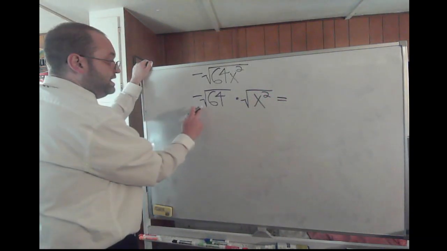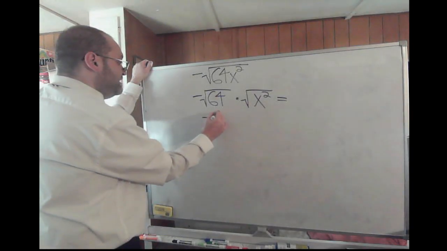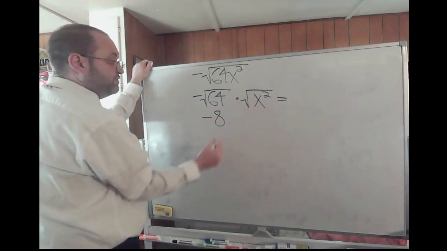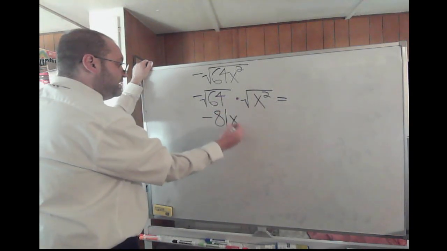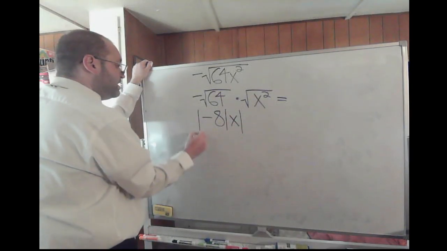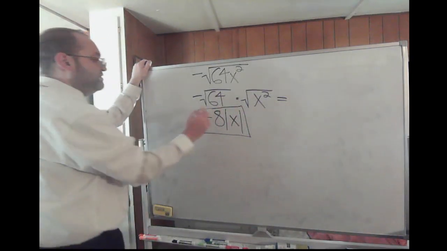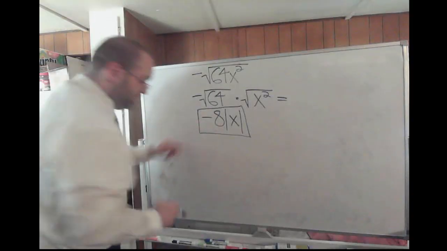Well, negative of the square root of 64, that's negative 8. And then the square root of x squared, that's the absolute value of x. So the answer you should get is negative 8 times the absolute value of x.